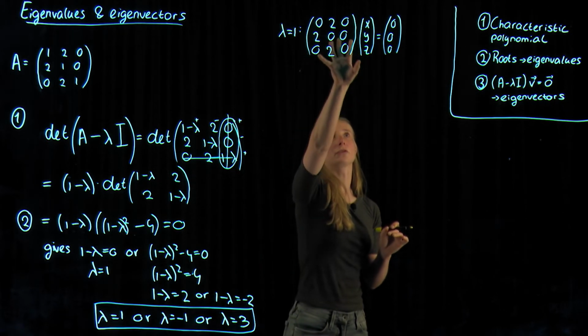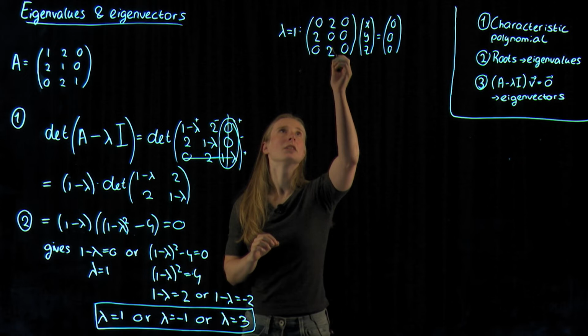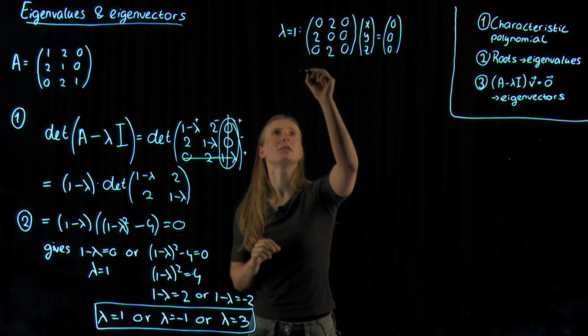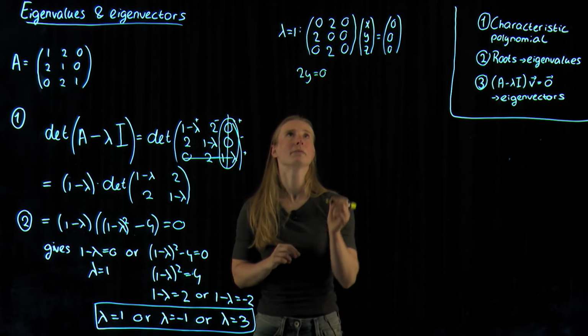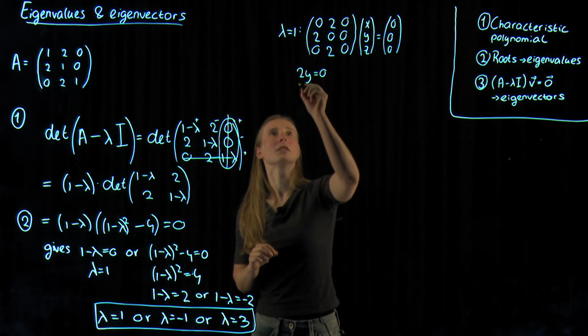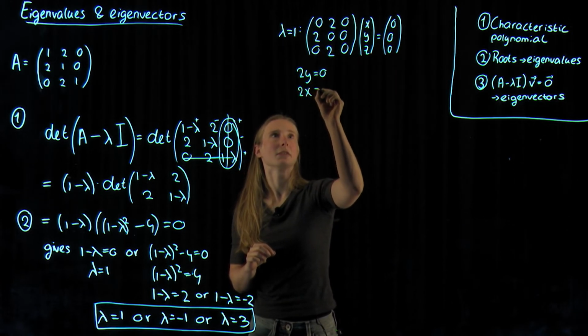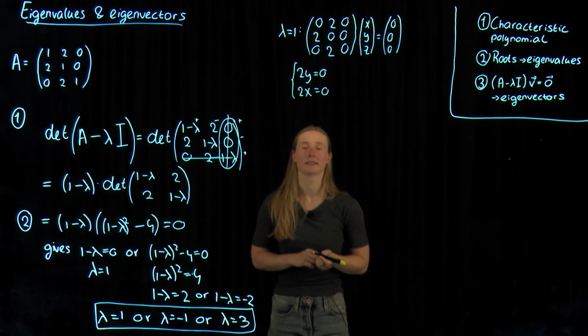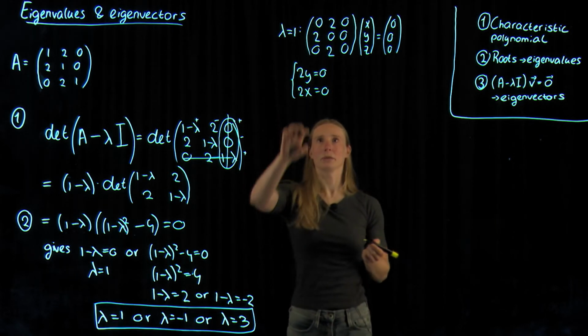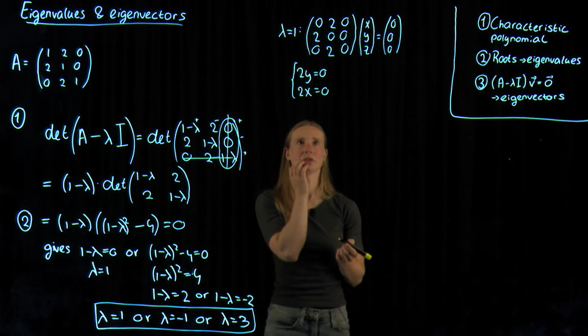So what do we know from these equations? The first equation tells us that 2y is equal to 0. The second one says 2 times x is equal to 0. And the third one is just the same as the first one. So we know that x and y have to be 0.